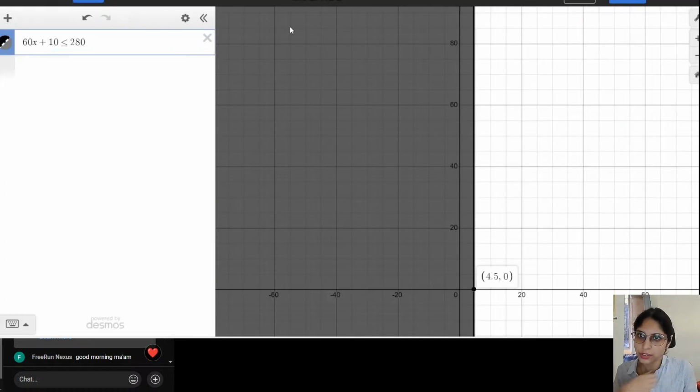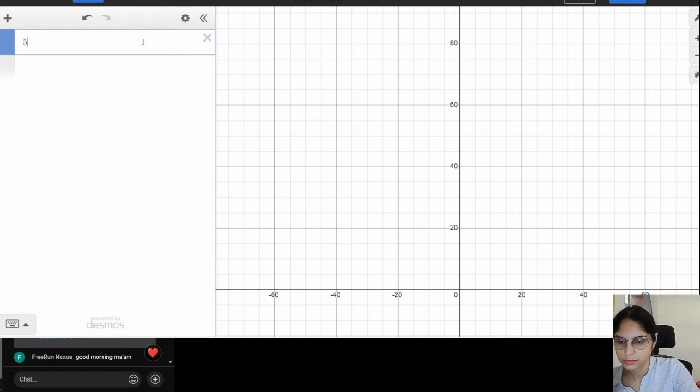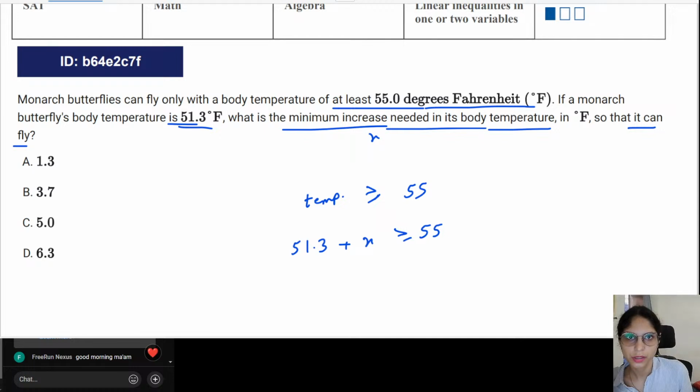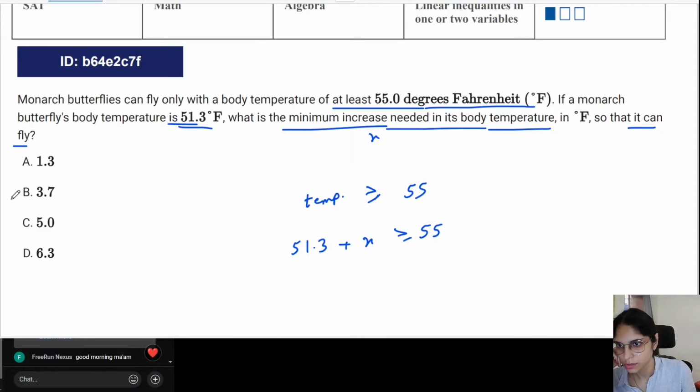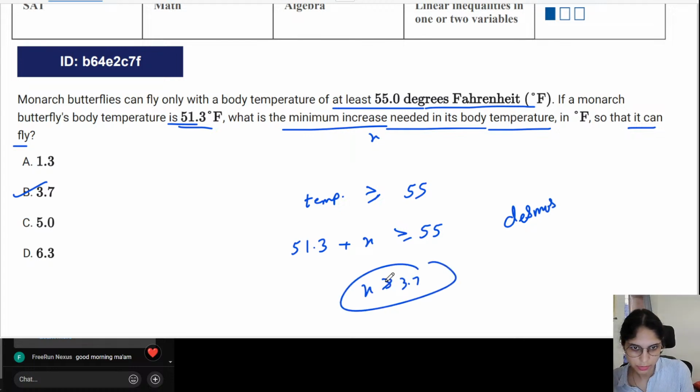So now 51.3 plus x should be greater than or equal to 55. So the minimum value we can say is 3.7. So 3.7 is our answer. Or you can directly subtract also. Okay.